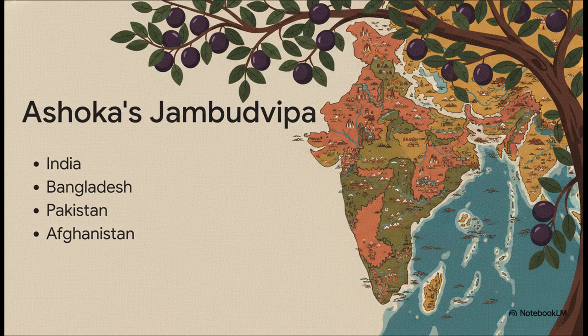To put that scale into perspective, his Jambudvipa was absolutely massive, encompassing borders shifting far beyond our modern maps, including what is today modern India, Bangladesh, Pakistan, and even stretching right into parts of Afghanistan. It was this vast, united, natural island of the Jamun tree.